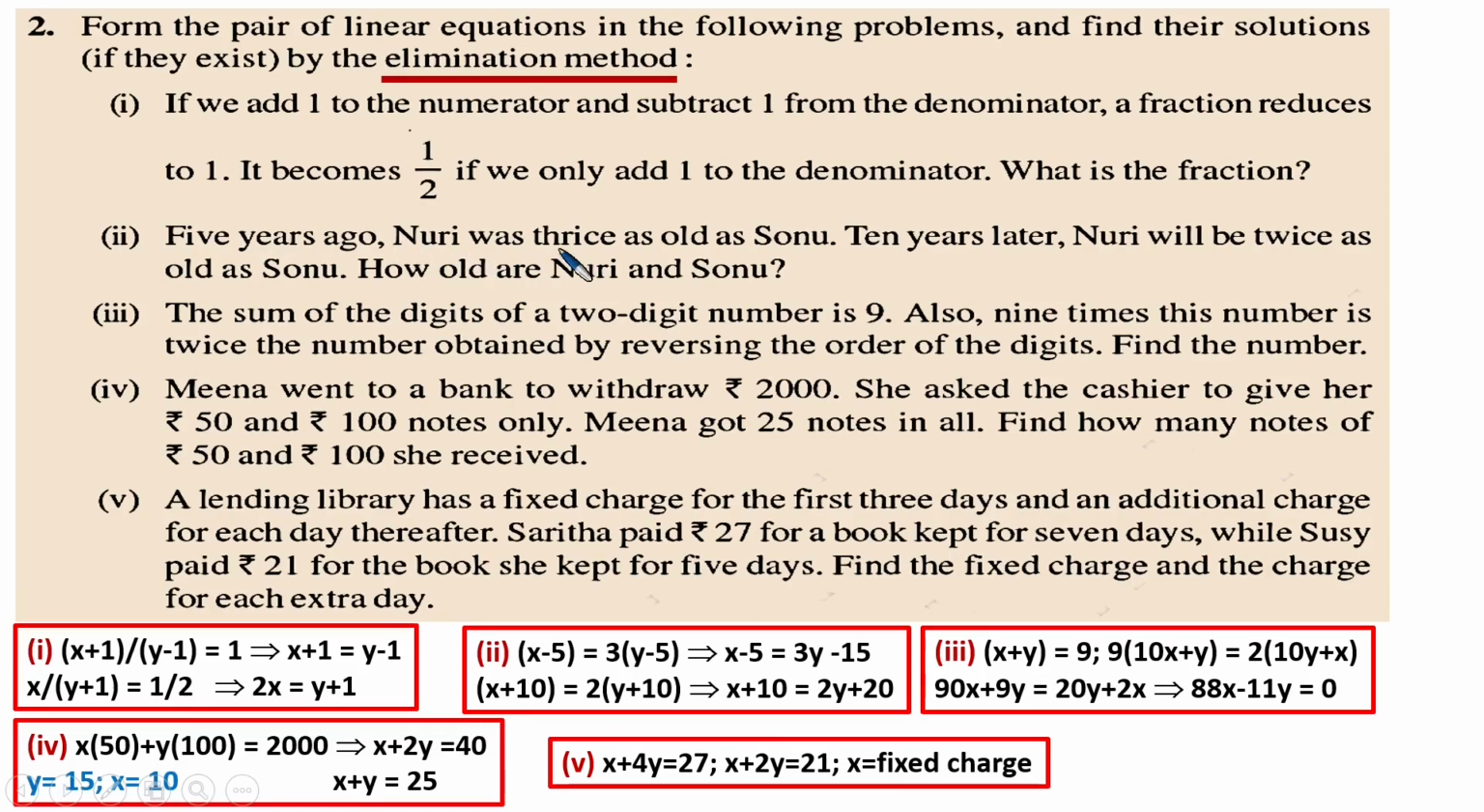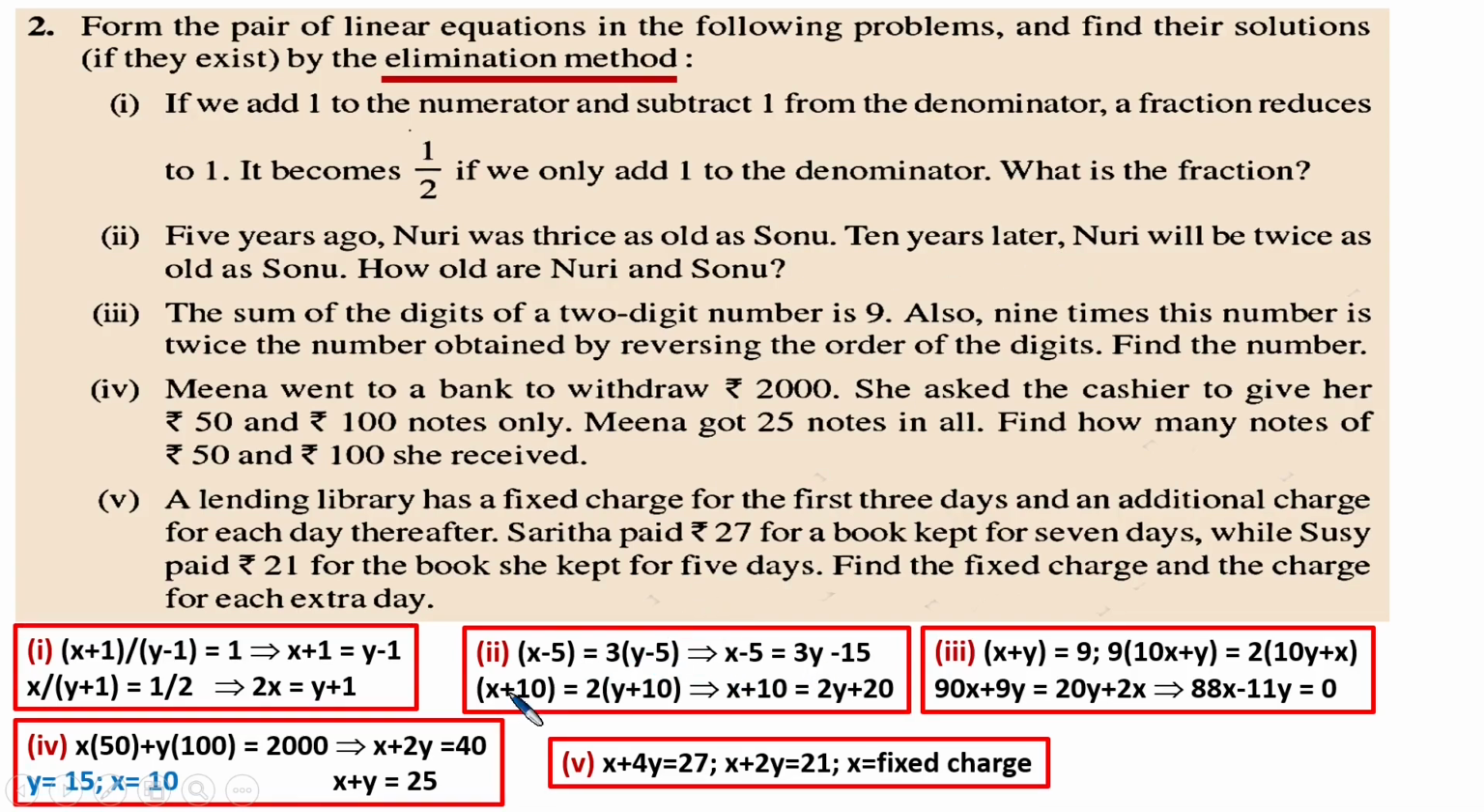Second, 5 years ago Noori was thrice as old as Sonu. 10 years later Noori will be twice as old as Sonu. How old are Noori and Sonu? So here 5 years ago, that is minus 5, x is say Noori's age and Sonu's age is say y. So x minus 5 is equal to thrice as old as Sonu. Okay, 5 years ago, 3 times y minus 5. So this is one equation.